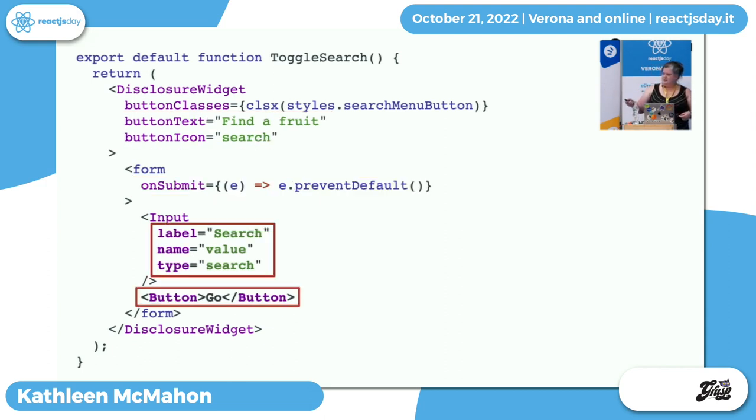Labels, name, the input type of search, so it will render as the correct type of input, and put in a button, because a form with an input should also have a button. When you're putting in a disclosure, a screen reader user should also have a way to click and do the thing, rather than just type. You see in Google, it's like, I'm just going to type and it's just going to do it for me. No, press the button to actually perform the action.